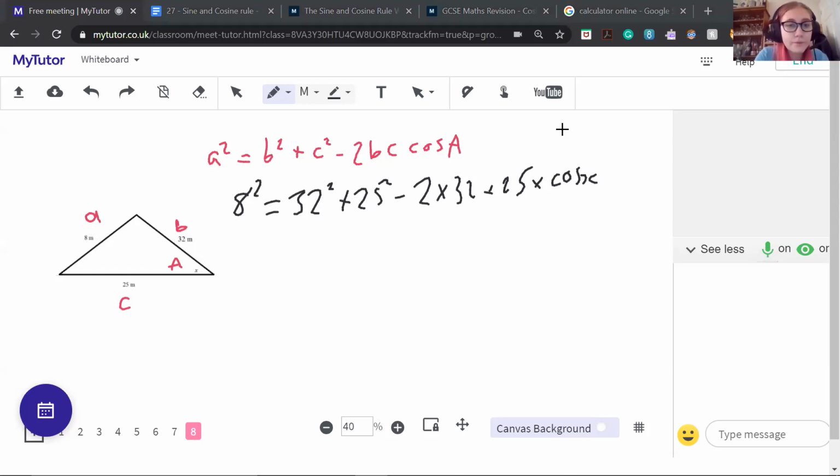Okay. So let's just work these sections out bit by bit. Someone's just asked, how do you tell which rule to use? That's a really good question, and I will definitely come back to that after this.